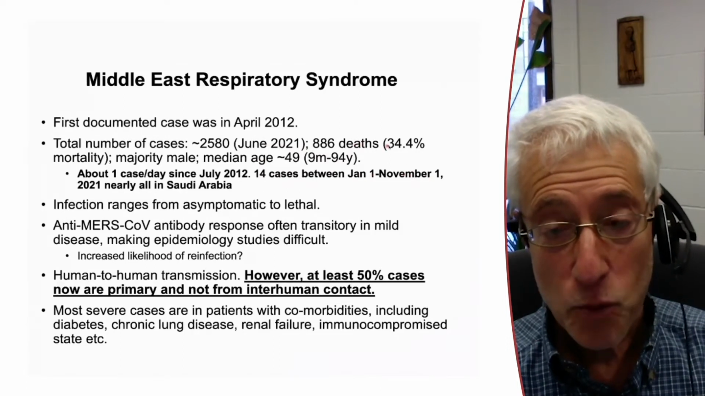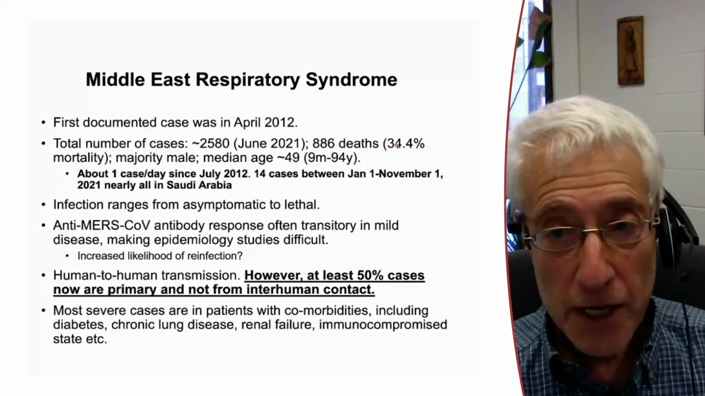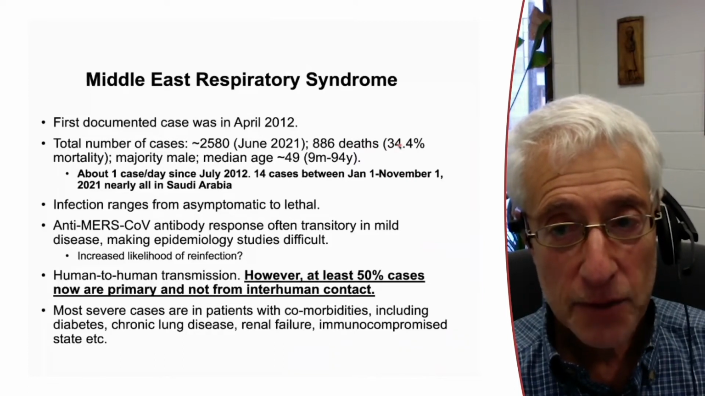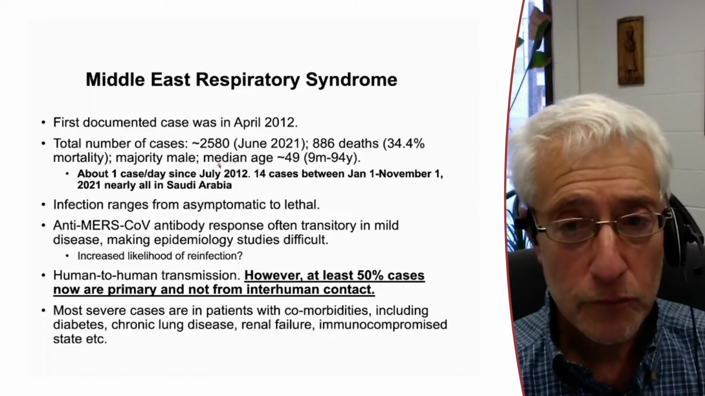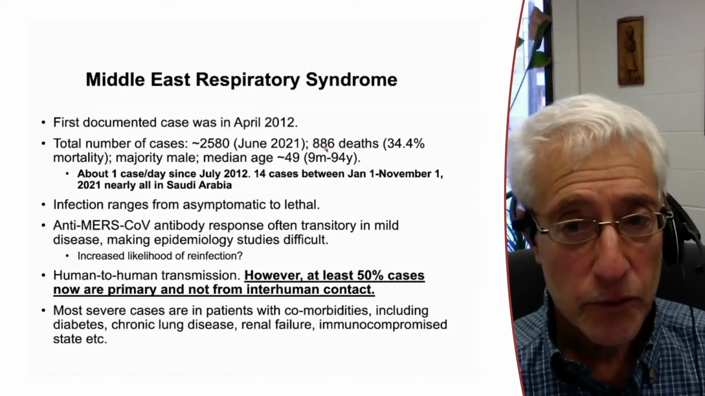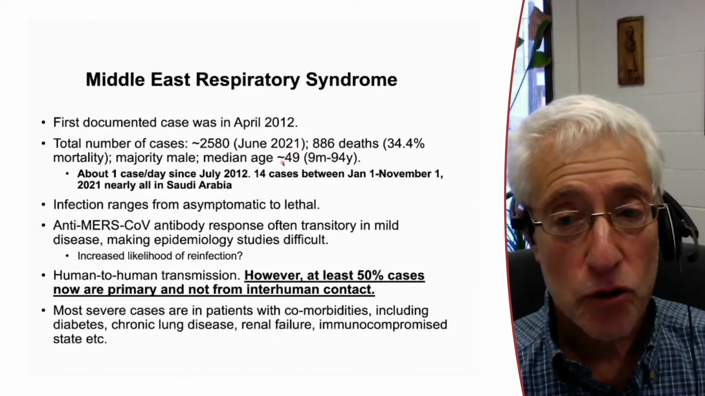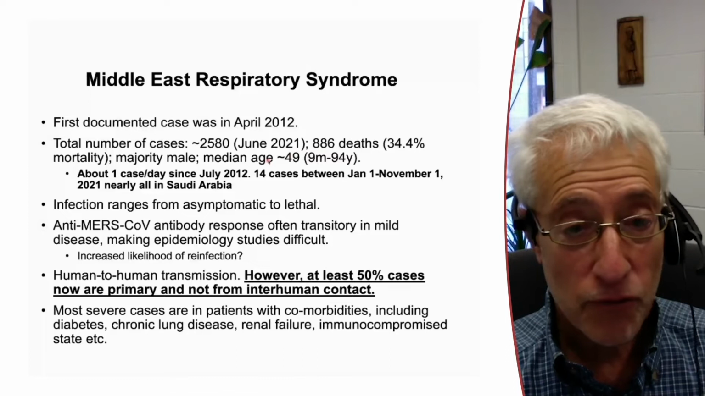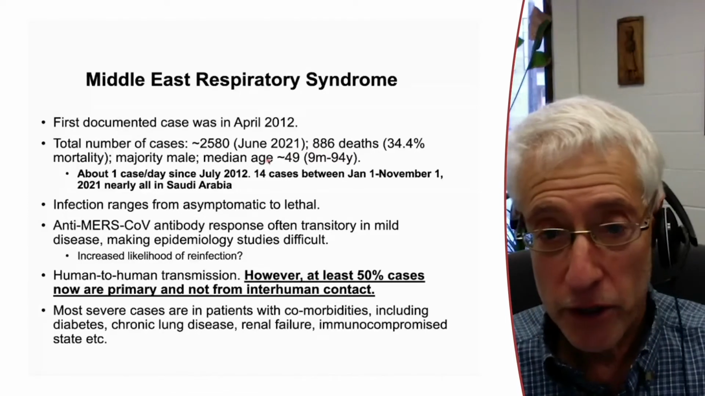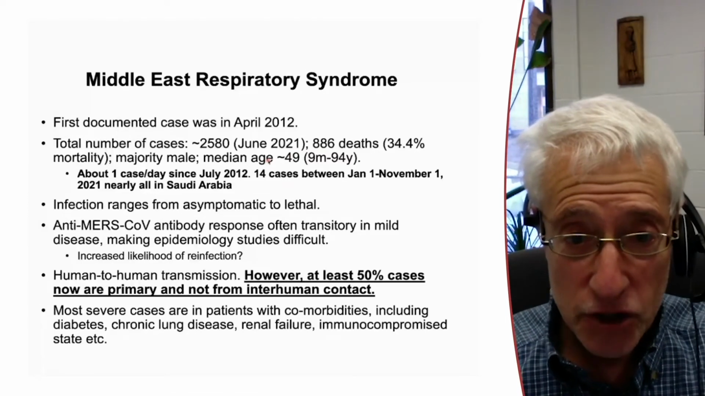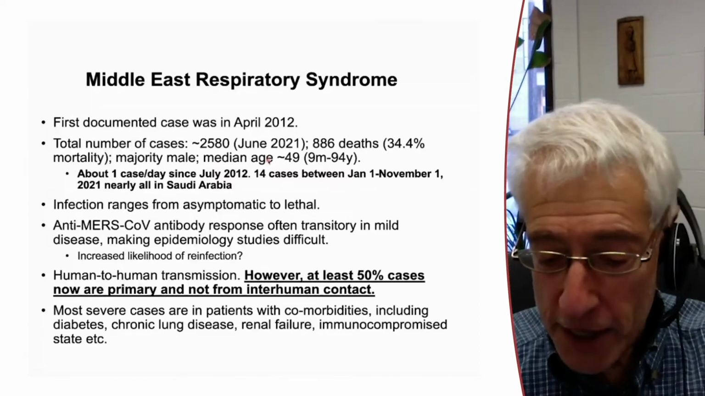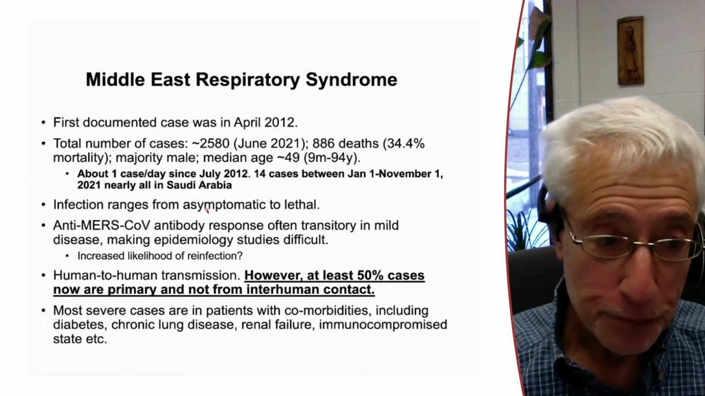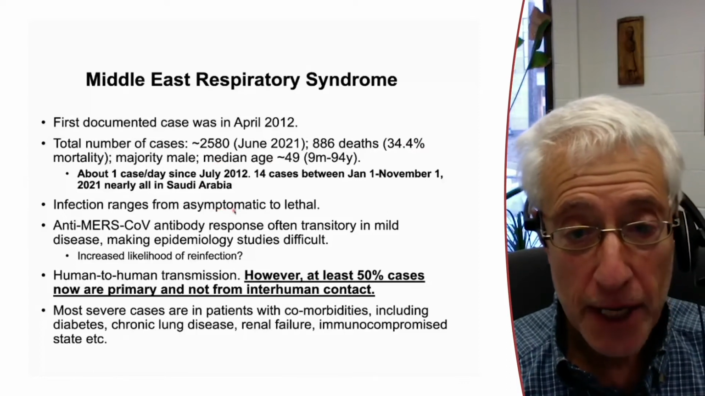This has a very high mortality, 34%, but I don't know that this is correct because there are many people who seem to have asymptomatic or subclinical infection. We expect the death rate would be lower if we could actually count all these people, but so far we've not been able to prove that one way or the other. The median age is 49, and much like with SARS-CoV-2, infection ranges from asymptomatic to lethal.